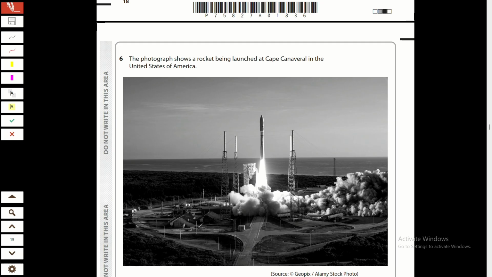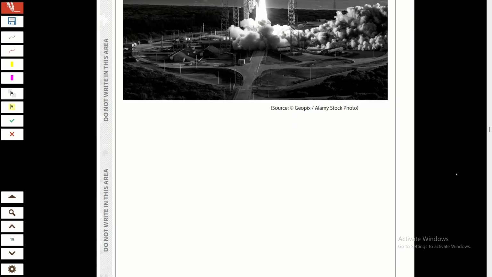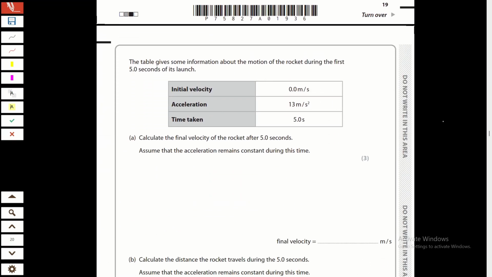Now we will be solving the last question of the first part of the solution video of this paper, which is basically question number 6. Question number 6 is about a rocket being launched at Cape Canaveral in the United States of America. The photograph shows a rocket being launched at Cape Canaveral in the United States of America.